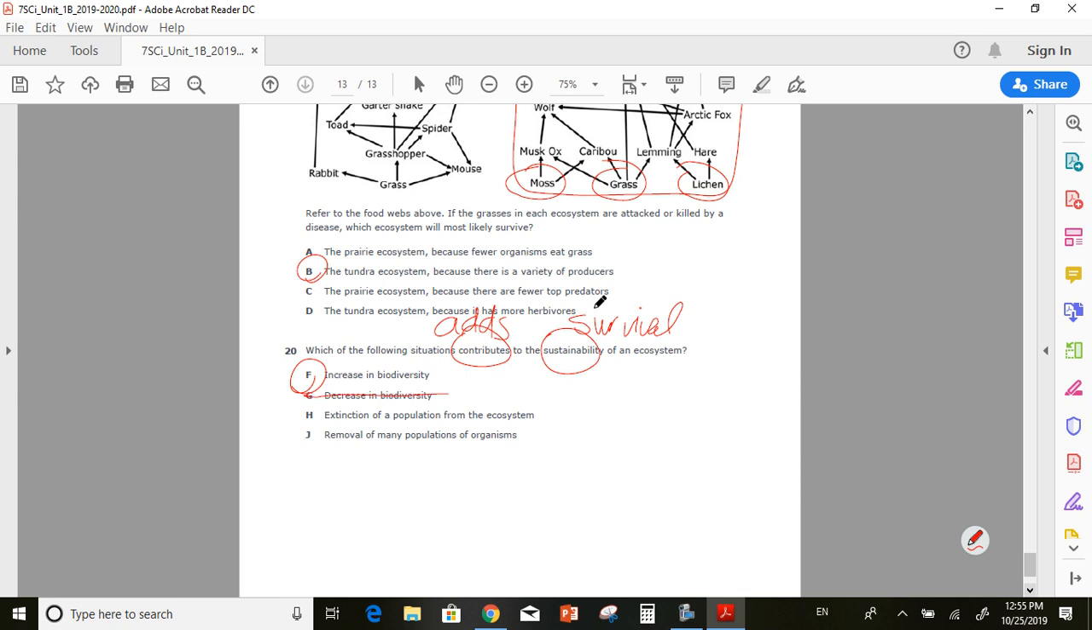Decrease in biodiversity is not it. Extinction, the death of populations is not it. The removal, the takeout is not it. We have to find something that adds. Everything else, all the other answer choices, subtracted, took out, erased, demolished, killed. So that's not your answer. So your answer is F for that one.